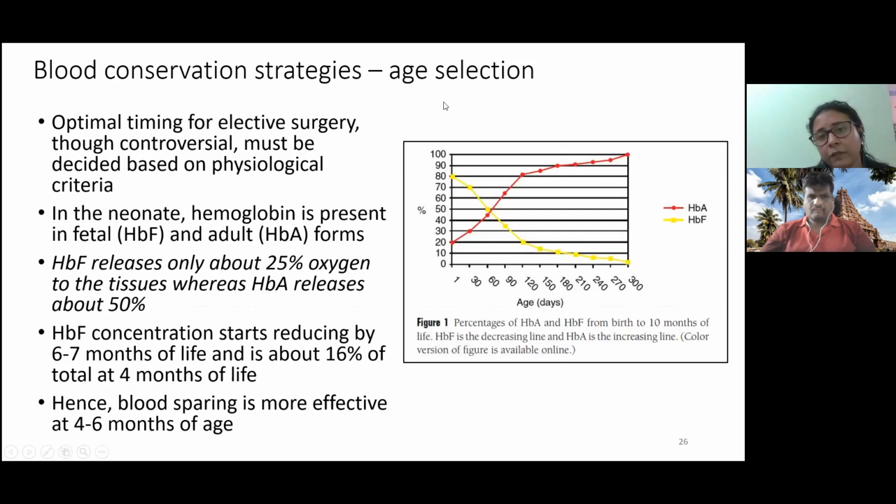So it's not just about the ease of surgery, this has an impact on blood sparing also. If you look at this graph, as the age progresses, the amount of HbF reduces and the amount of HbA increases. Now we know that fetal hemoglobin releases only about 25% oxygen to the tissues, whereas hemoglobin A releases about 50%. And this hemoglobin F concentration starts reducing by 6 to 7 months of life, and it represents about 16% of the total hemoglobin at 4 months of life. Therefore, blood sparing is more likely to be effective at 4 to 6 months of age.